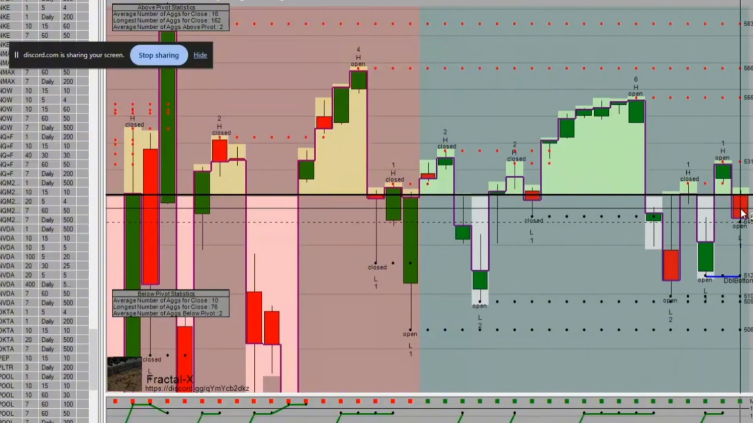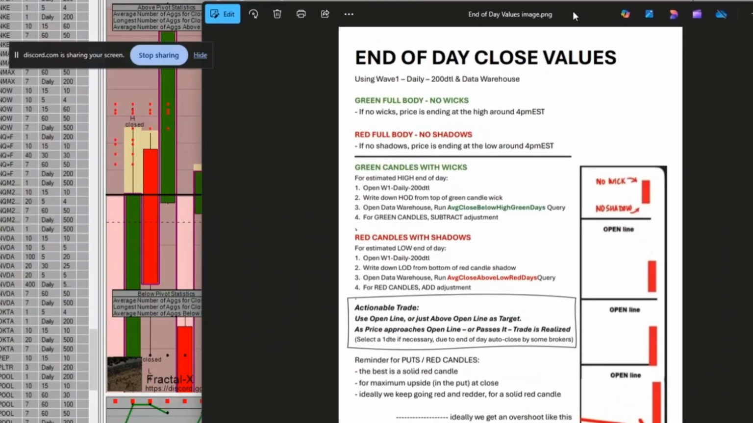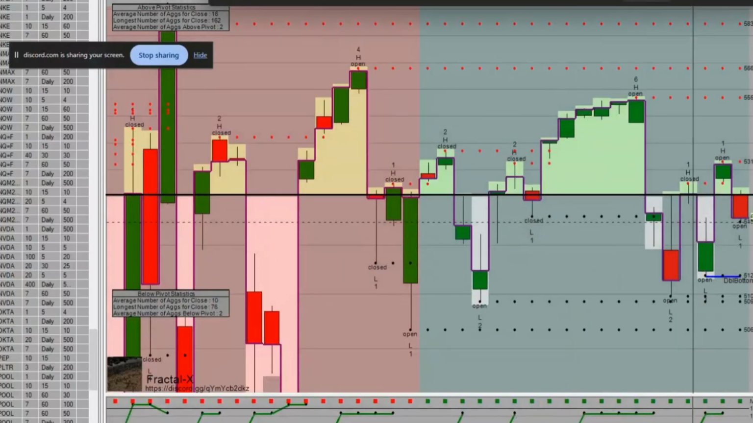So we've got our wave 1 daily candle. We know that it's red. We know that it's below pivot. It has a wick and it has a shadow. So using our formula cheat sheet, we know that we're going to look for the low of day, open the data warehouse, and run the query, find out what this adjustment is to figure out if we can figure out the close.